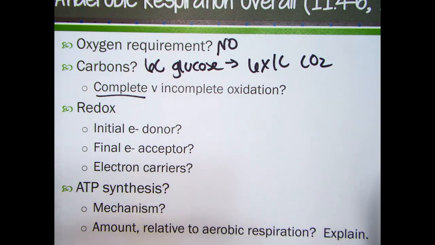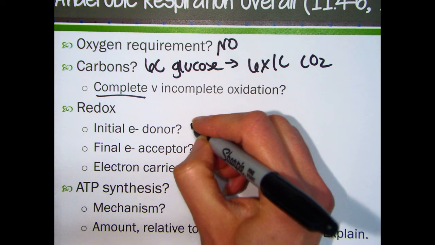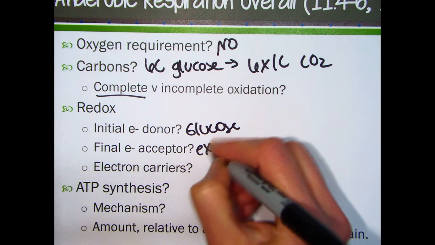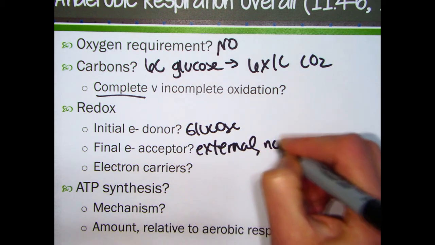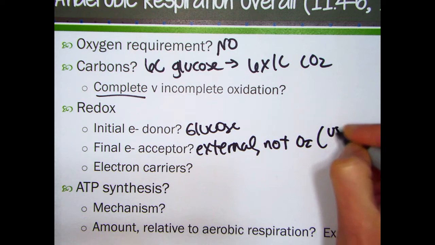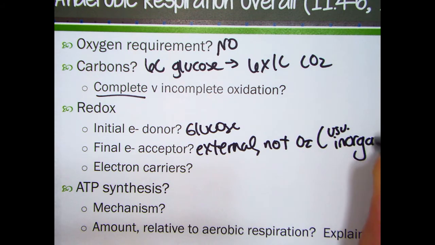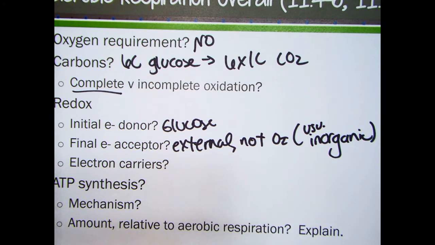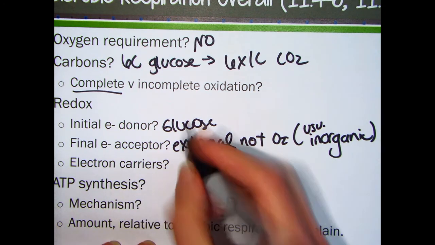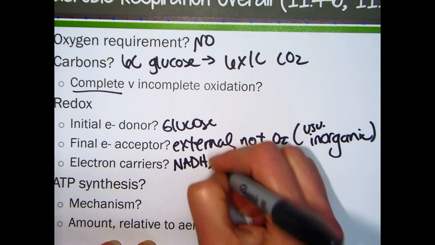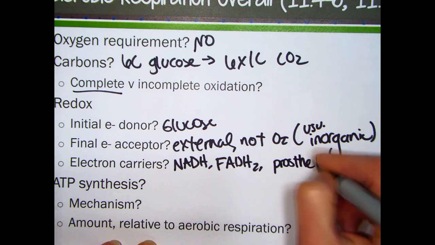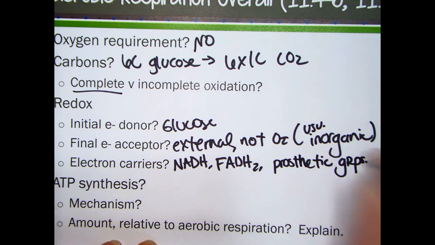The initial electron donor is glucose. The final electron acceptor is going to be something external, not oxygen. Almost always, this is inorganic. Very unfortunately, not actually always. Almost always, but not always, which is why I am forced to say external and not inorganic. The electron carriers are the same. They are NADH and FADH2, and then we will have prosthetic groups in the electron transport chain.